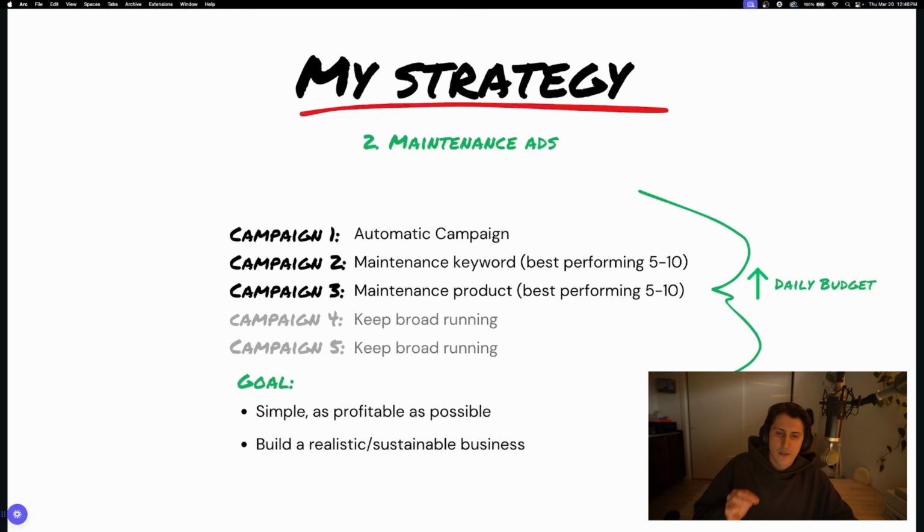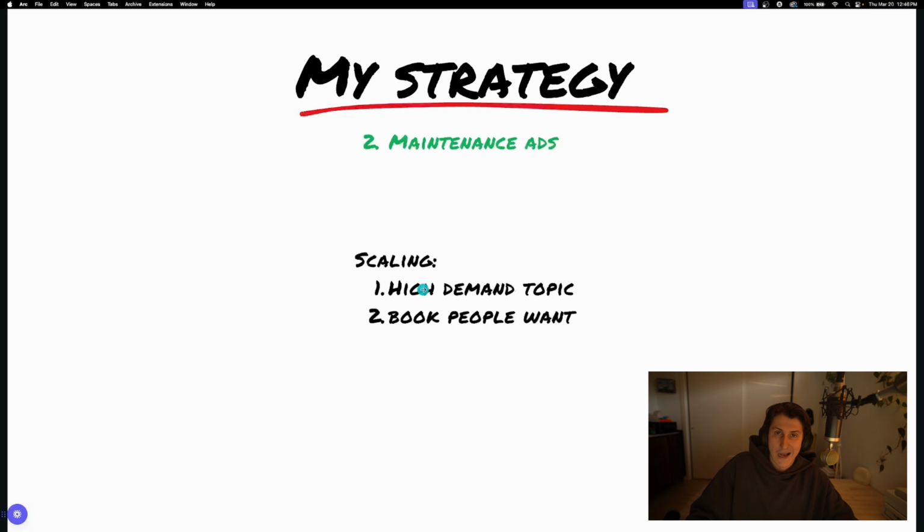But the most important thing when it comes to scaling our Amazon ads and pushing them so we make more and more sales is, of course, are we in a high demand topic? And most importantly, a book that people actually want. If people aren't clicking our book, they're not buying it, or there's not enough demand in our topic, raising our daily budget isn't really going to do anything. So we have to have an actual high demand topic and a book with enough reviews that is desirable, to be able to put the number up and actually bring us sales and better organic sales in return. So those are my campaigns that I run.